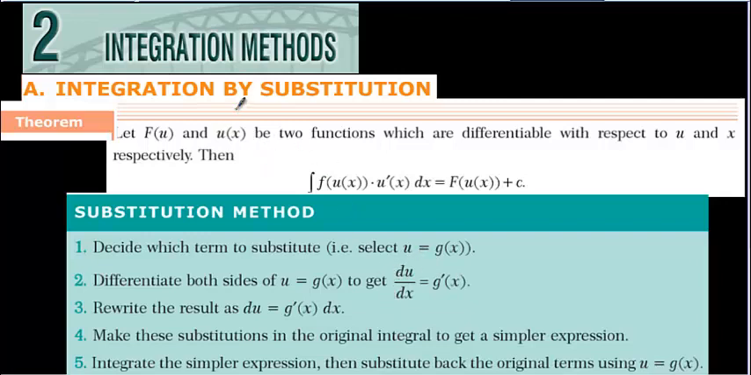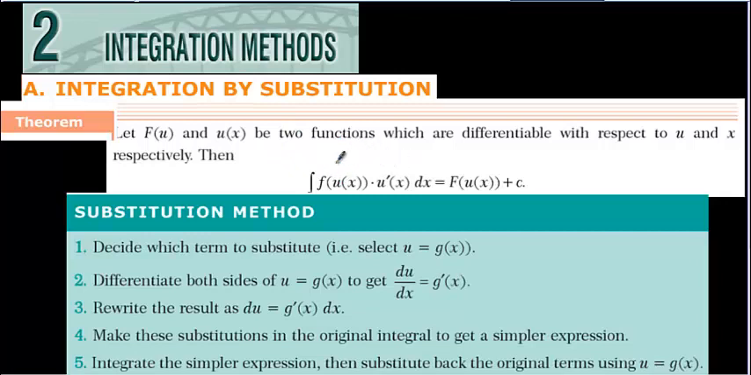In this video we are going to study integration by substitution. This is one of the most important methods, and in many questions we are going to use this integration by substitution method. The method depends on, if we compare with derivatives, the chain rule.